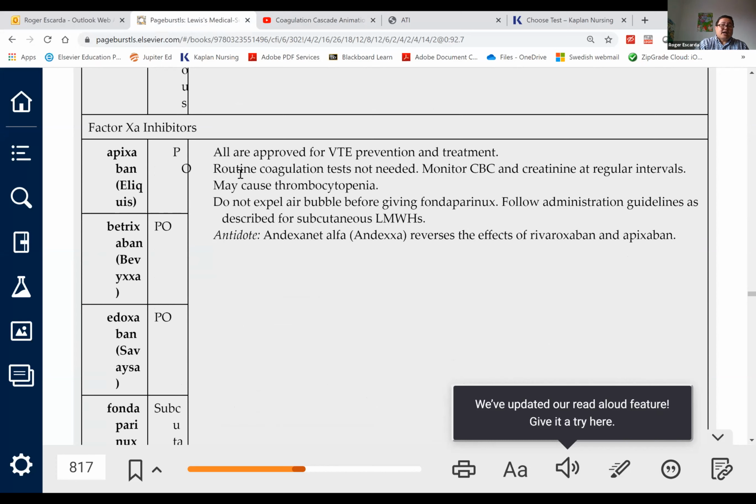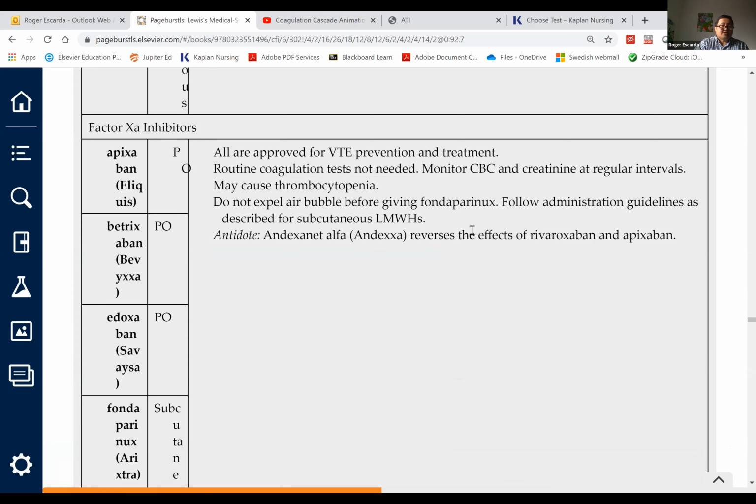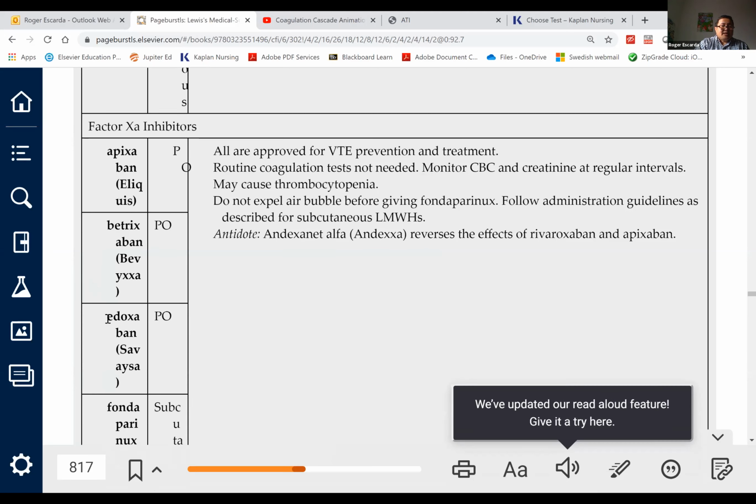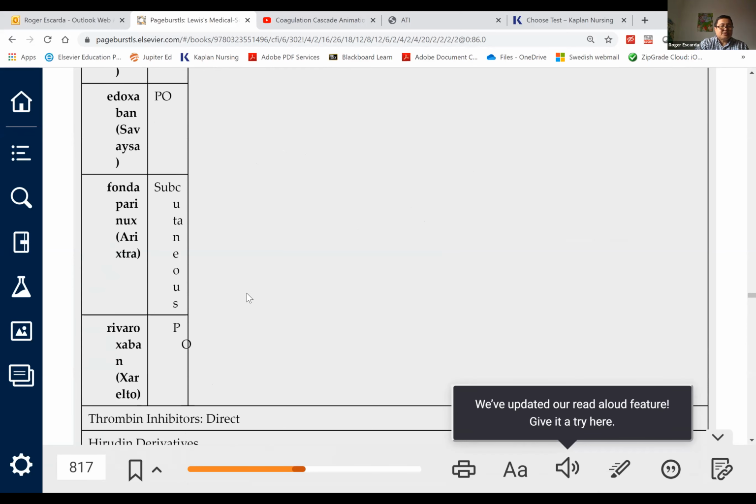These have no need for monitoring. Right here, it clearly says no routine coagulation test needed. So they're very convenient to use. Patients like it because they don't have to be stuck for blood draws frequently to monitor them, unlike heparin and warfarin. There are also no diet restrictions; there are no instructions here on what diet restrictions to follow. So these are your apixaban or Eliquis, fondaparinux or Arixtra, and rivaroxaban or Xarelto. Those are the most common.